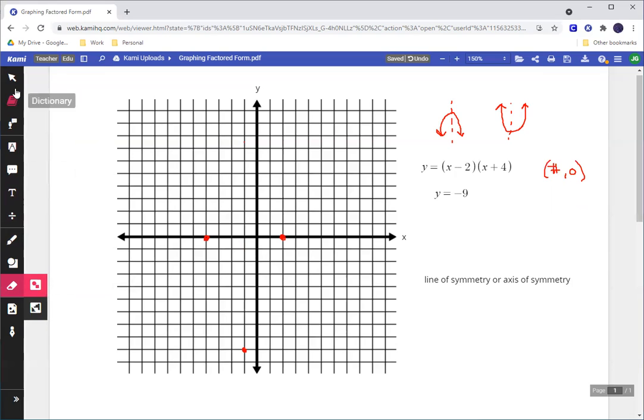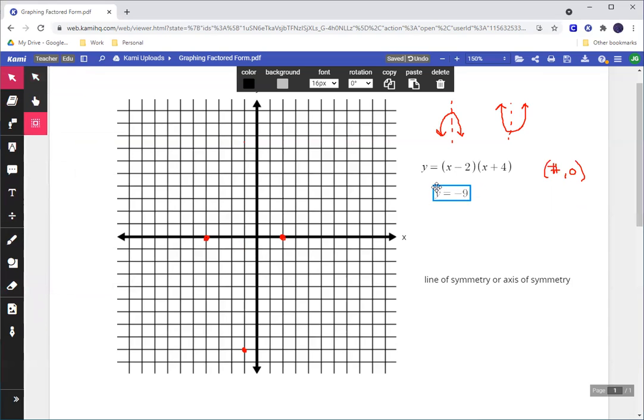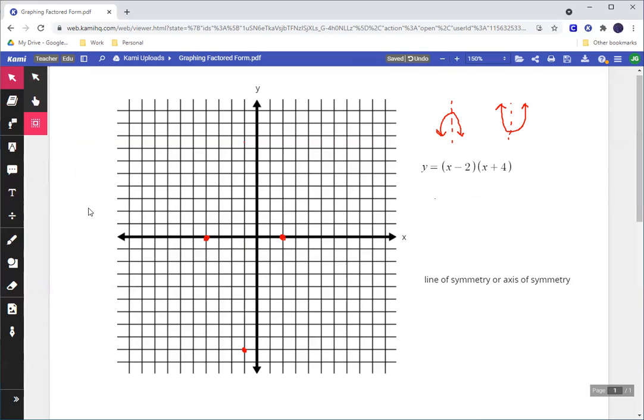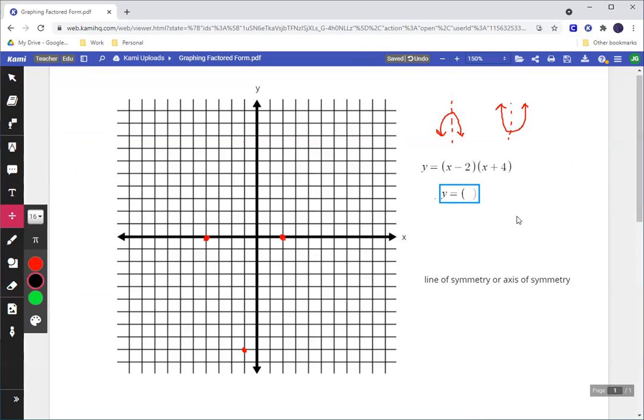So let's do that now. We get y equals 0 minus 2 and 0 plus 4. 0 minus 2 is negative 2. 0 plus 4 is 4. And negative 2 times 4 is negative 8. So we substituted in 0 and our y is negative 8. That means we get a point here at 0, negative 8.